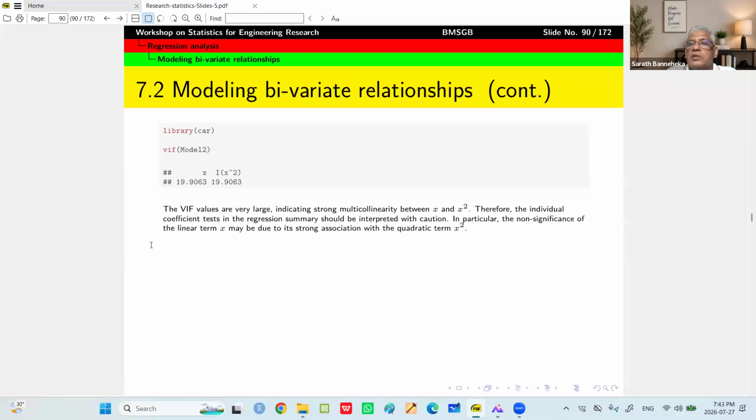Okay, so in that kind of situation, it is reasonable to check whether it is possible to have multicollinearity problems in the model.